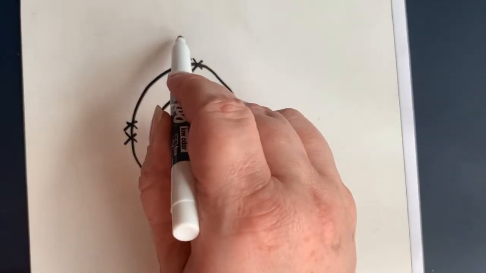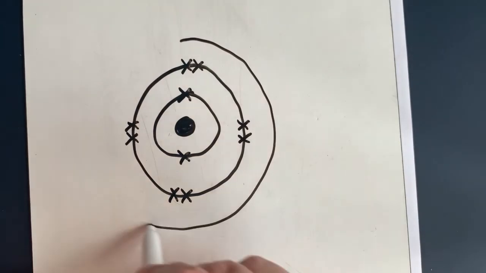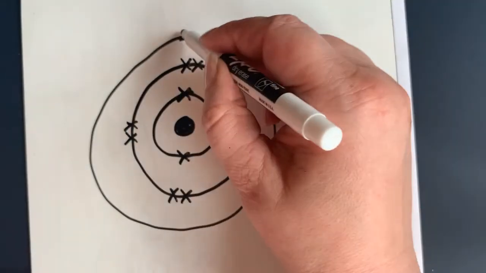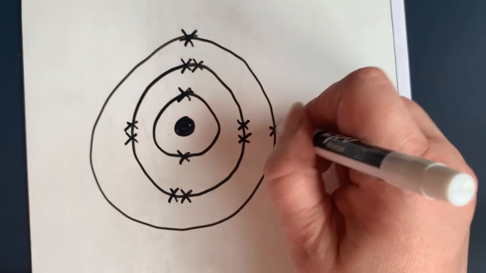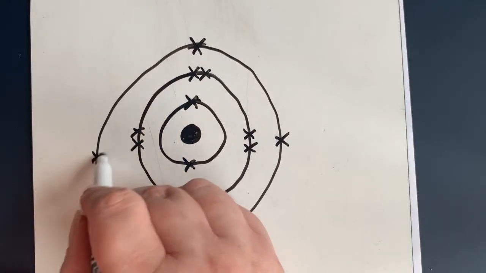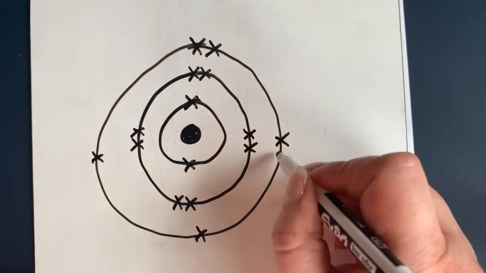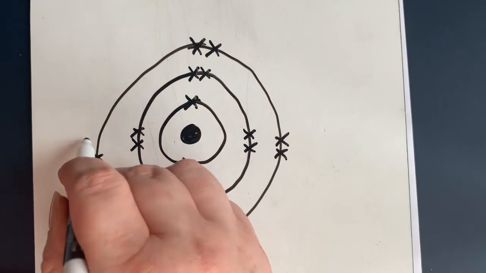So you didn't know at the time, but you were following Hund's rule of maximum multiplicity.